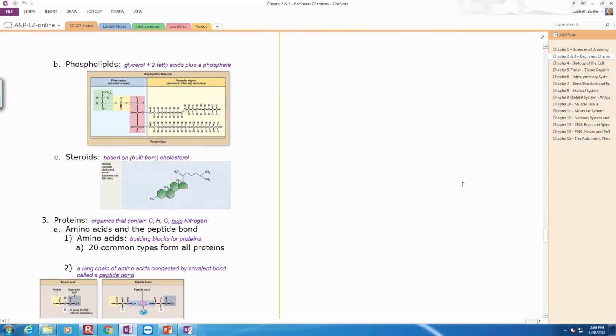All right, so phospholipids. This is also a lipid. We still have a glycerol backbone. That's the pink part right here. But this time we only have 2 fatty acid chains. That's this part right here. And instead of the third fatty acid chain, we have a polar phosphate that gets stuck on there, and that's the yellow and green part over here.